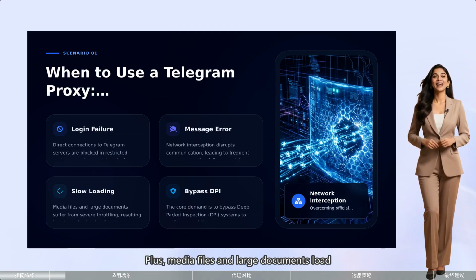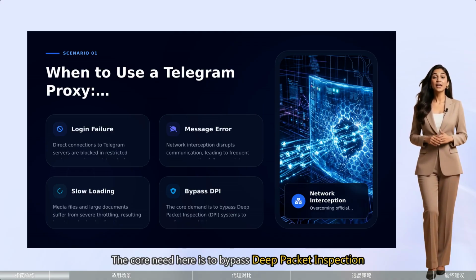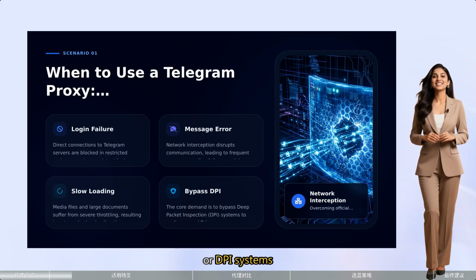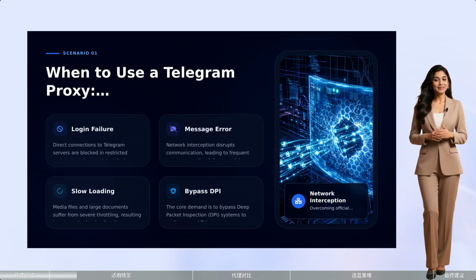Plus, media files and large documents load extremely slowly due to severe throttling. The core need here is to bypass Deep Packet Inspection, or DPI systems, so you can access Telegram normally. Using a proxy is the key to overcoming these official restrictions.